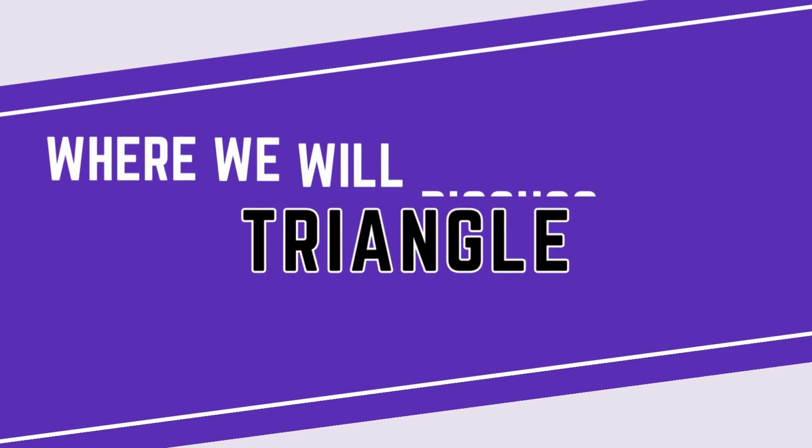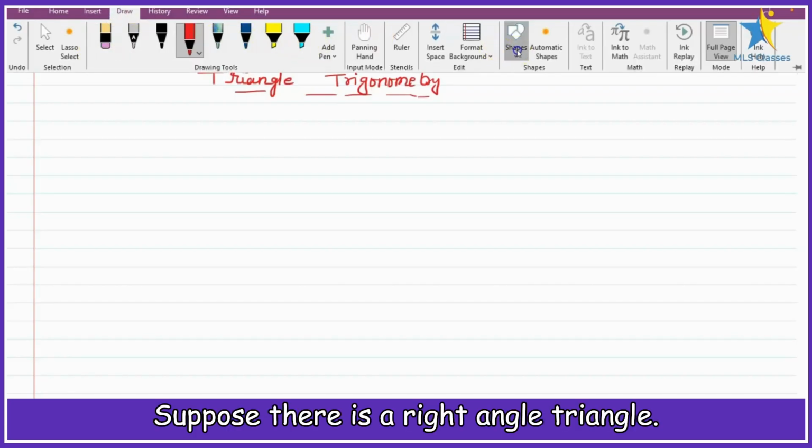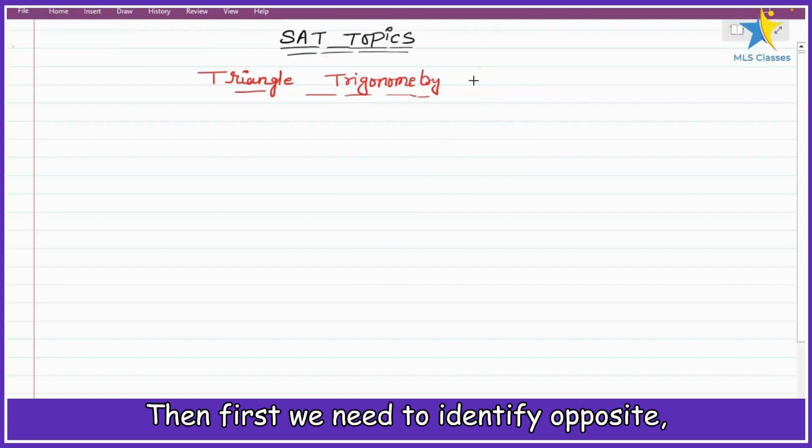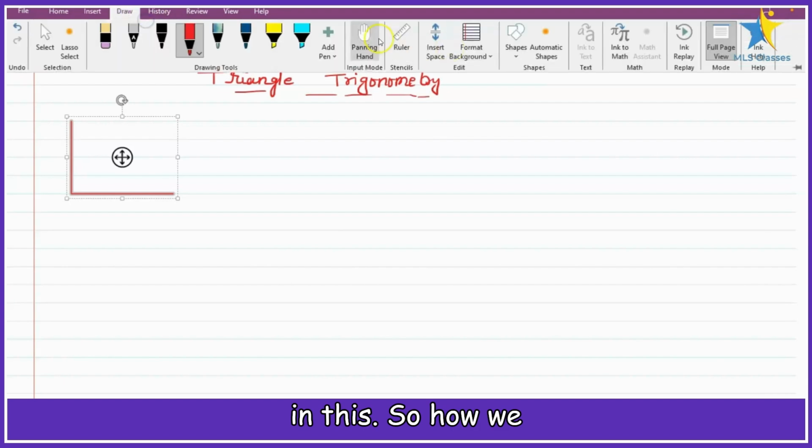Hello all. In the series of covering SAT topics, this is our 21st video where we will discuss triangle trigonometry. Suppose there is a right angle triangle, then first we need to identify opposite, adjacent and hypotenuse in this. So how can we do that?